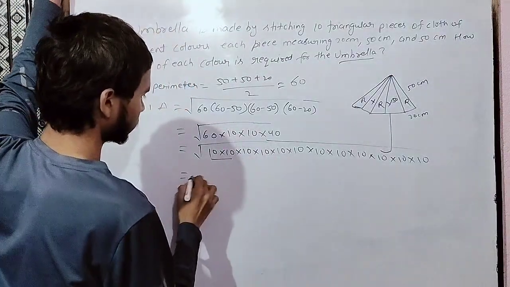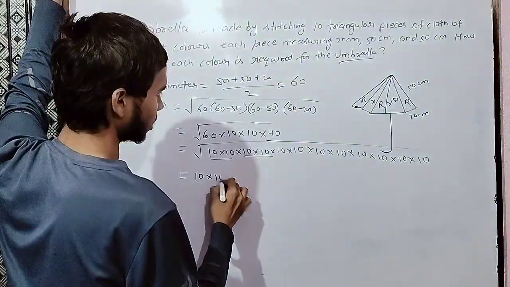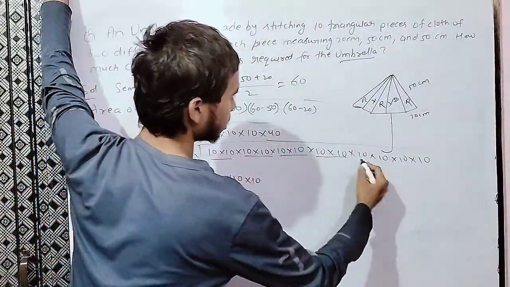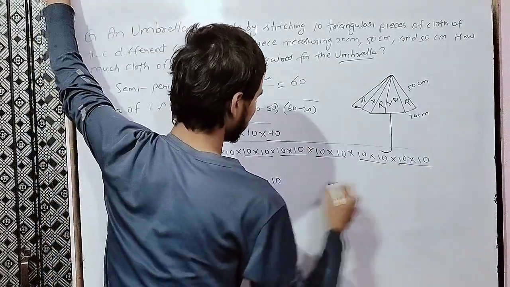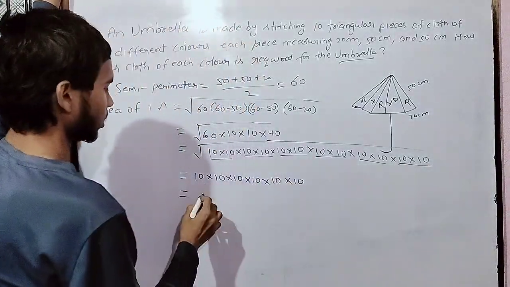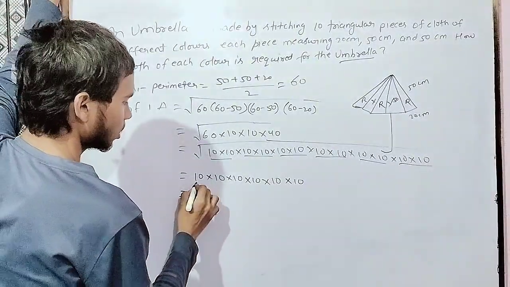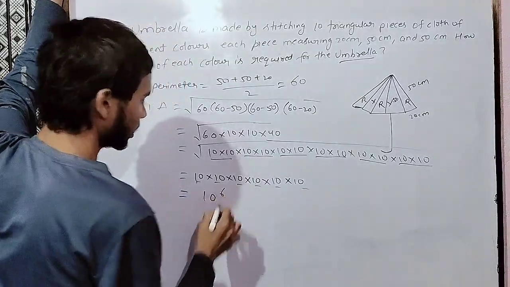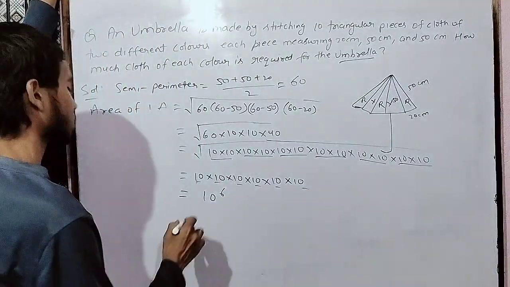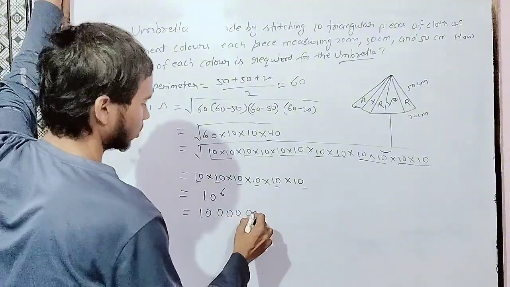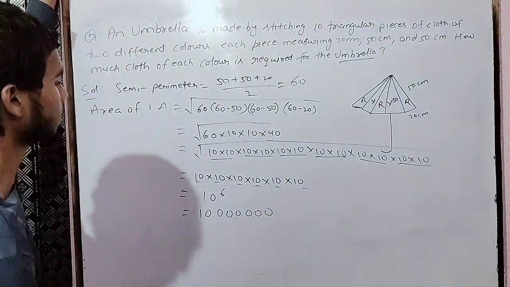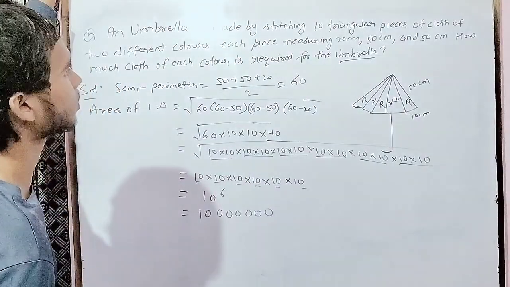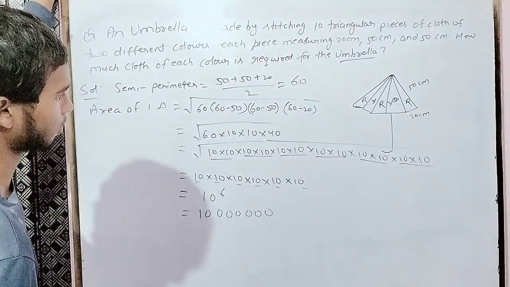This one, this one, this one, this one, this, and this one. Okay. Now we have how much? 1, 2, 3, 4, 5, 6. Can we write 10 raised to power 6? Raised to power 6. This is the area. Is that correct?